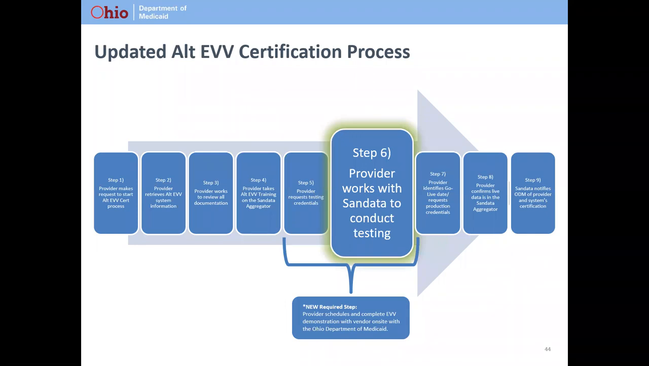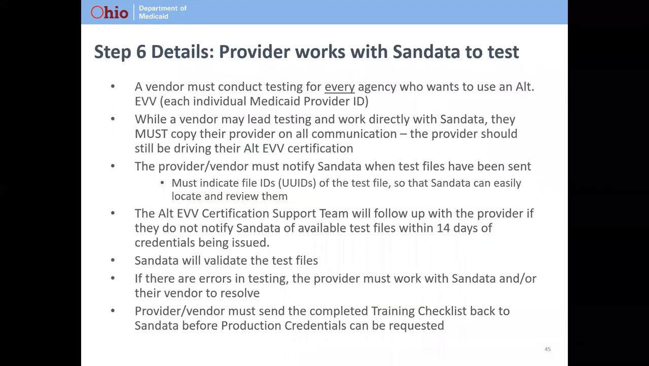Now, once credentials have been received, step six is what comes next, and this is the provider working with SAN Data and their vendor to conduct testing. And sometimes it's the vendor working directly with SAN Data if the provider has given them permission to do so. Now here, it's key to note that a vendor must conduct testing for every agency who wants to use them as an alternate EVV system. Or in other words, another way to put this is they must conduct testing for each individual Medicaid provider ID.